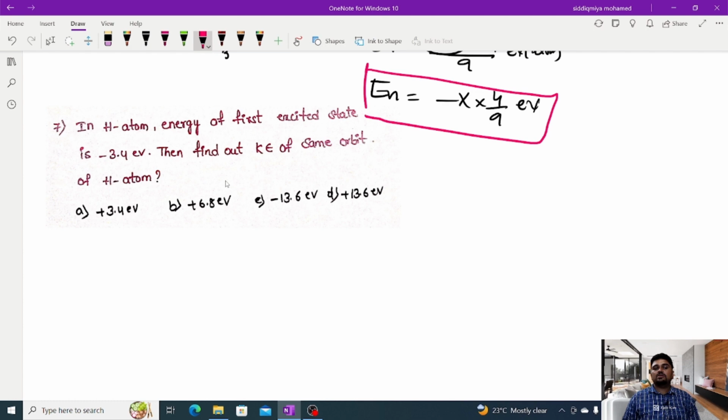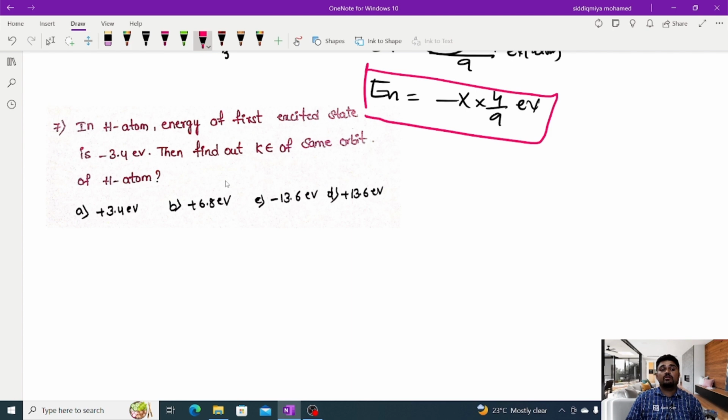In hydrogen atom, energy of first excited state is minus 3.4 electron volt. Then find out kinetic energy of same orbit of hydrogen atom. Right. So the hydrogen atom first excited state is minus 3.4 eV. Then find out kinetic energy.